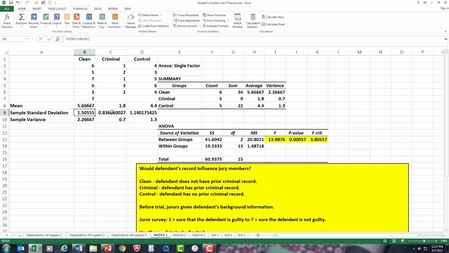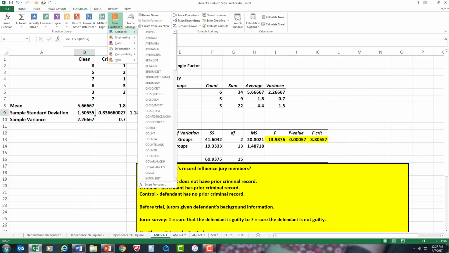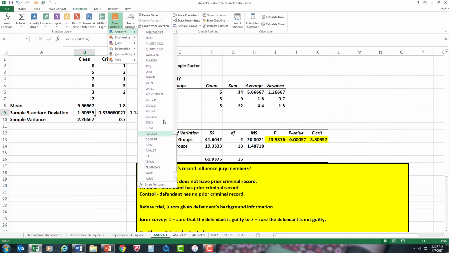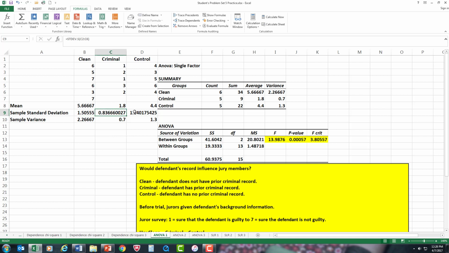I also did a sample standard deviation command. You can go to More Functions, Statistics, and scroll down until you get to standard deviation for a sample, because this is a sample, and I did it for each of the groups. I also did the sample variance, because it will report the variance also after you do the calculations.